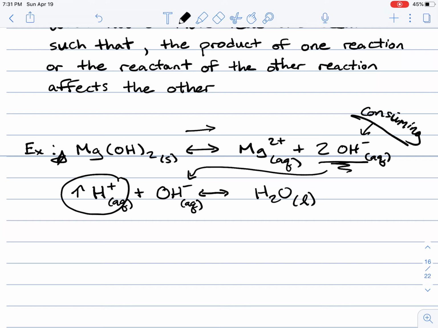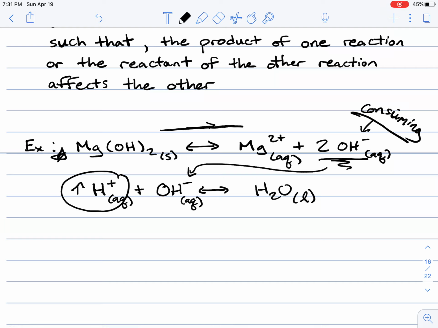It tells us that to replace the substance that was lost, it's going to shift the equilibrium in that direction. And so what we get is a net shift in our equilibrium such that the production of the ions is favored. And if the production of the ions is favored, then this magnesium hydroxide becomes more soluble, right?